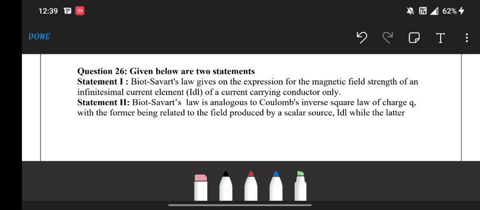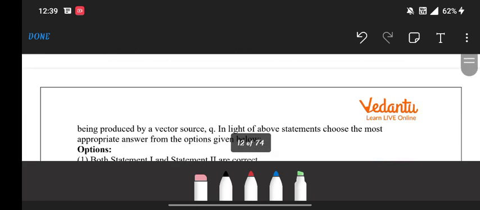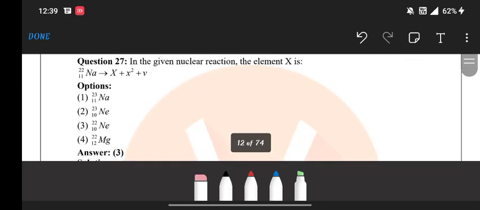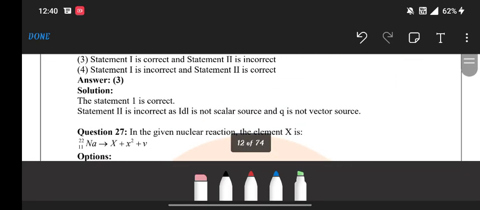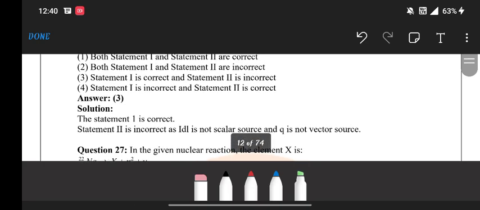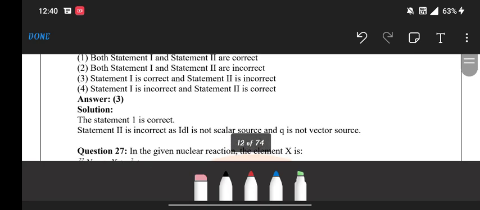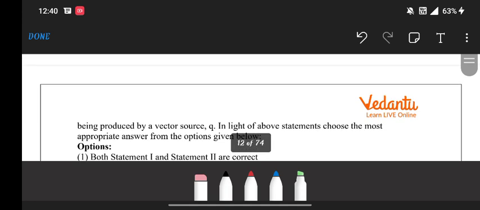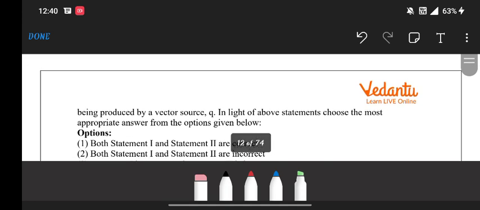Biot-Savart law gives an expression for the magnetic field strength of an infinitesimal current element I dl of a current carrying conductor only. But statement 2 says that Q ideal is produced by a scalar source and Q real is produced by a vector source. Q ideal is not a scalar source, and Q real is not a vector source. So statement 2 is wrong.